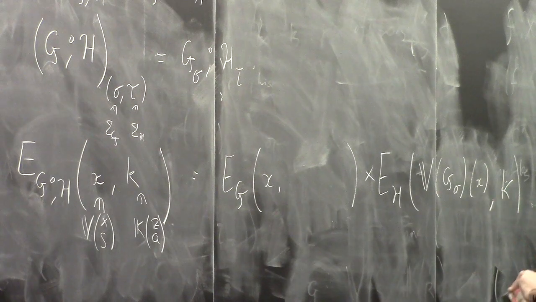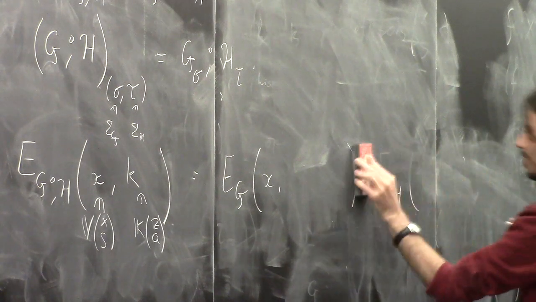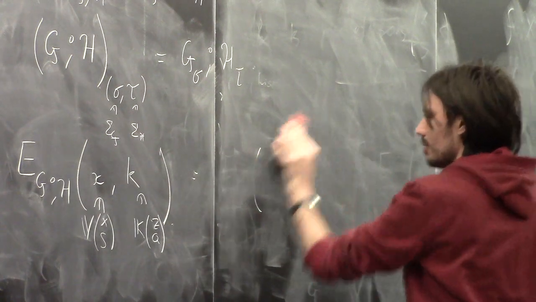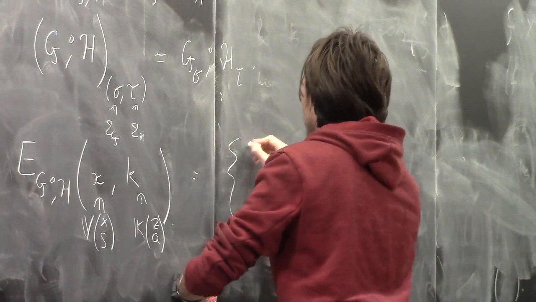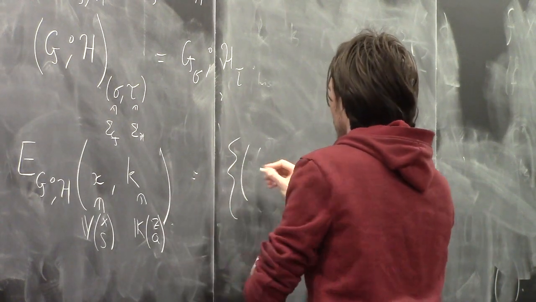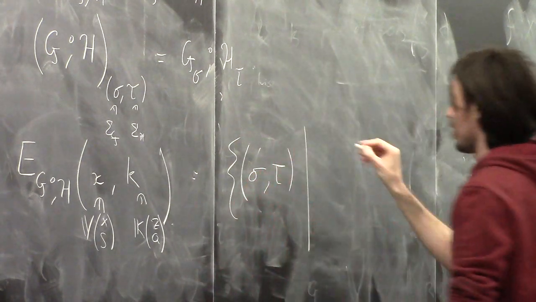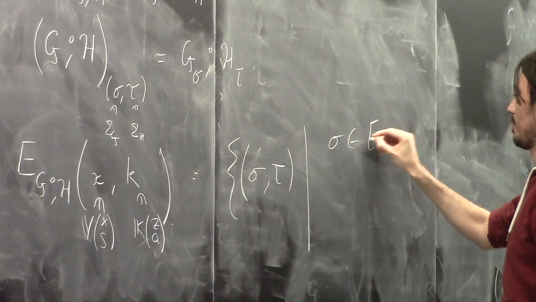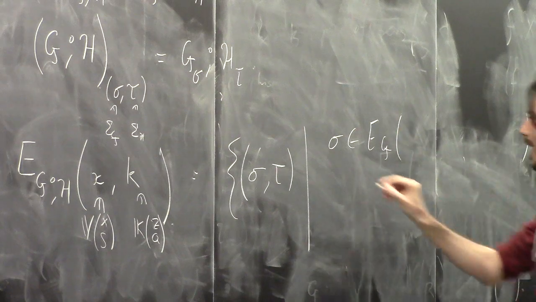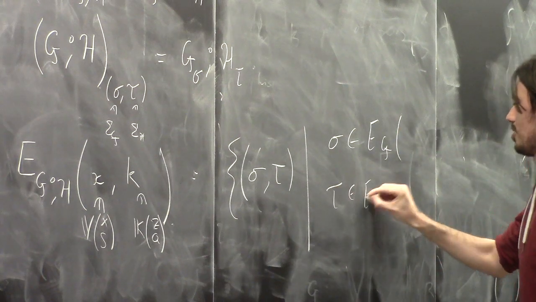Hang on, this isn't right. I lied when I said it was a Cartesian product. This is going to be the set of pairs, sigma tau, such that sigma is an equilibrium of G, and tau is an equilibrium of H. Now we're talking.